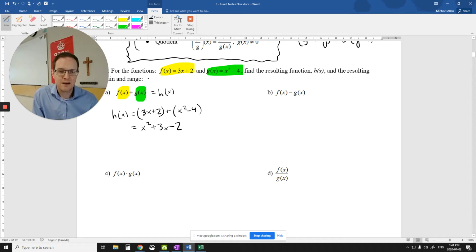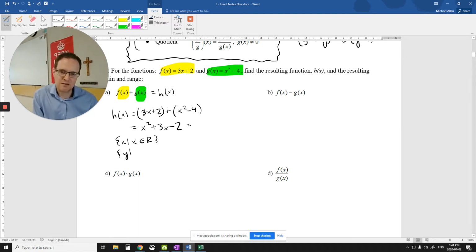Then it asks you for the resulting domain and range of this. Usually when you do the adding and subtracting, whatever the domain and range of those graphs were is the new domain and range for this one as well. But it's just a regular quadratic, so the domain is just all x. Now we just have to look at where the min point of this graph is. It's a quadratic. Can't really see where the min point is.